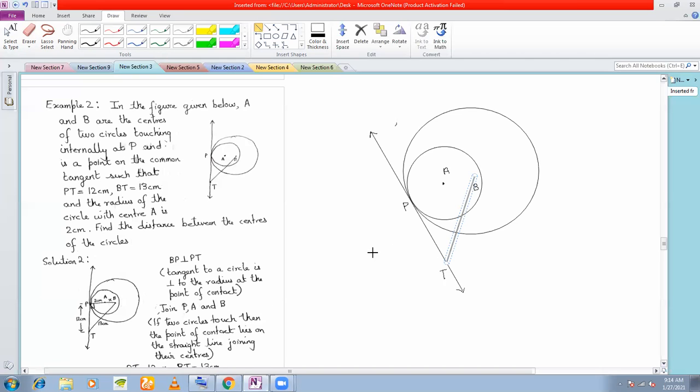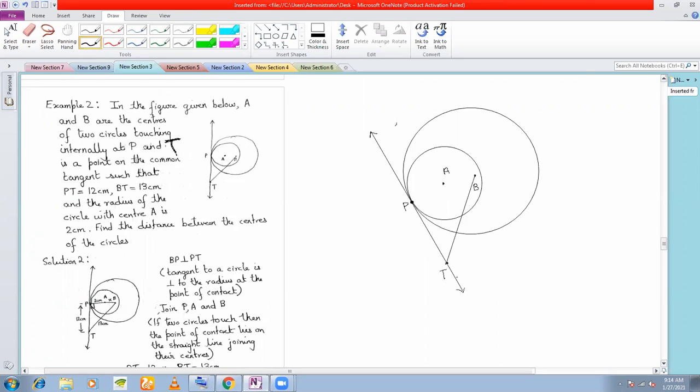Now let us read the problem. In the figure given below, A and B are centers of the two circles. So A and B are centers of two circles given, fine. Of two circles touching each other internally at P. So they are touching each other at this point of contact, P. And I think T is not written here. If you see, T must be written here. Okay. T is a point on the common tangent.